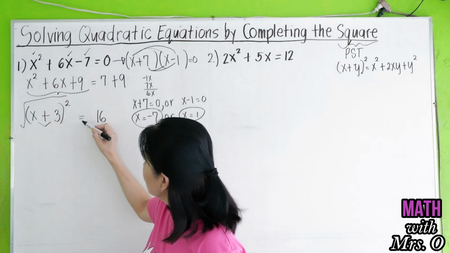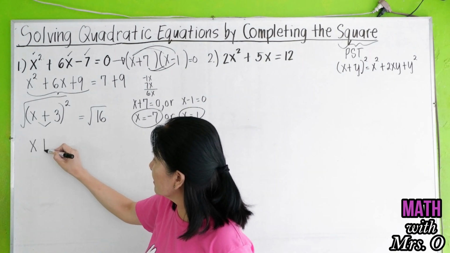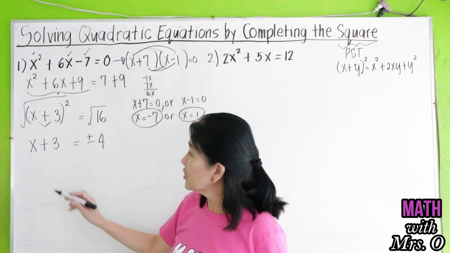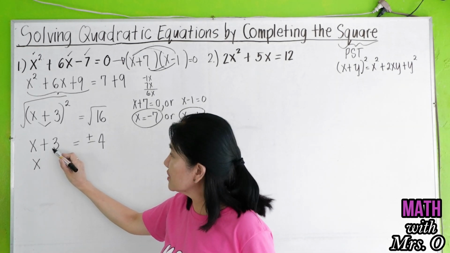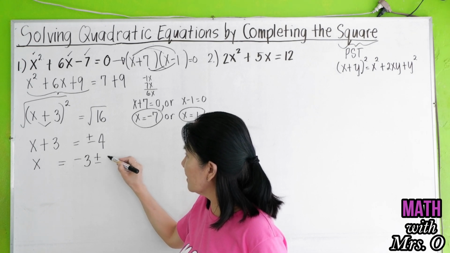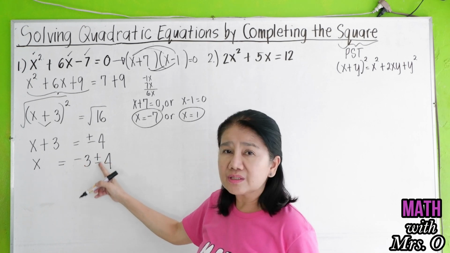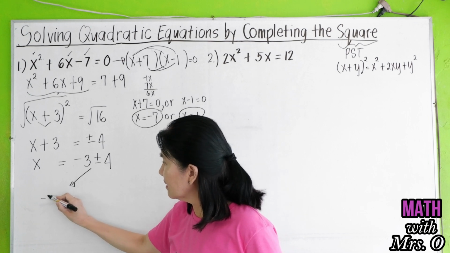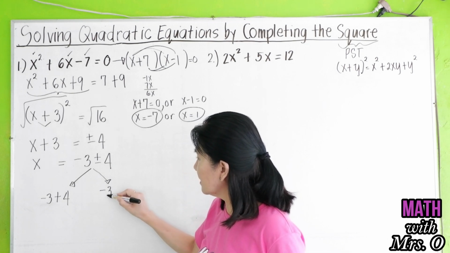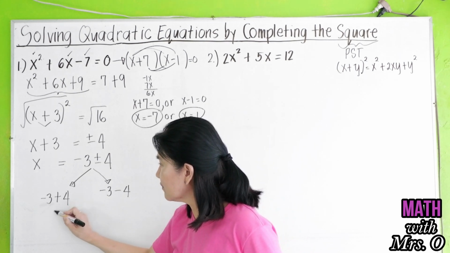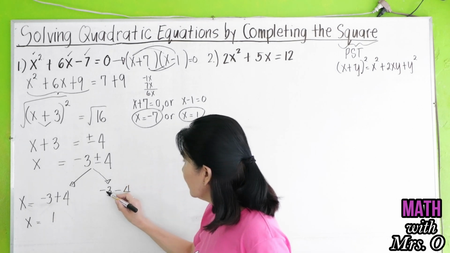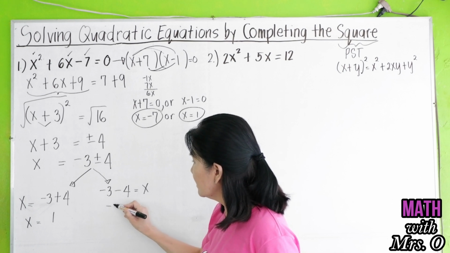And then you take the square root of both sides of the equation, and you will get x plus 3 is equal to plus or minus 4. But we are solving for x, so we have to transpose 3 to the other side. So this is now equal to negative 3 plus or minus 4. But there are two values here. The first value is negative 3 plus 4, and the other value is negative 3 minus 4. Negative 3 plus 4 is positive 1, so x equals 1. And negative 3 minus 4 gives x equals negative 7.